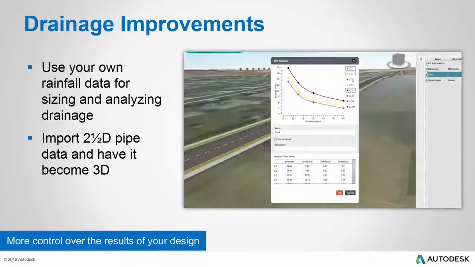Another capability we have in this new release is the ability to import 2.5D pipe data. Now what do I mean by that? Let's say you've got some GIS data where the pipes and structures are defined in 2D, but there are attributes attached to those pipes and structures that define inverts. We can now import that data and have it become full 3D pipe and structure data in the InfraWorks 360 model. So with the rainfall data and the ability to support 2.5D pipe data, why is this important? Well, it gives you more control over the results of your design.